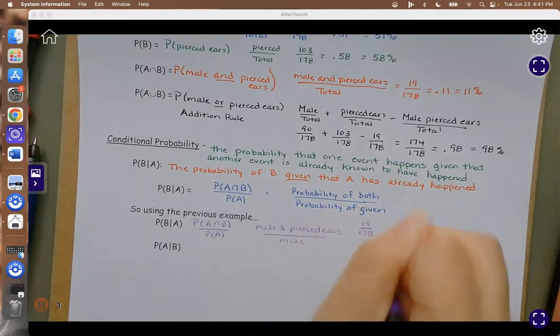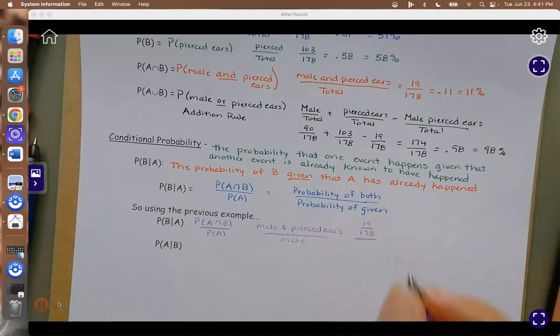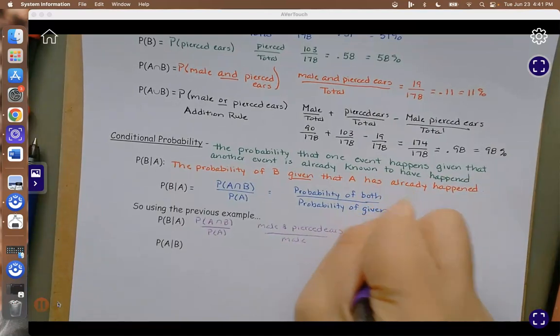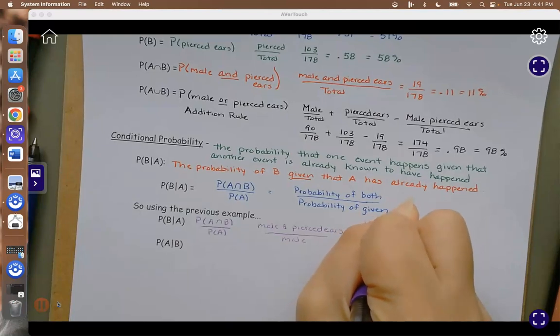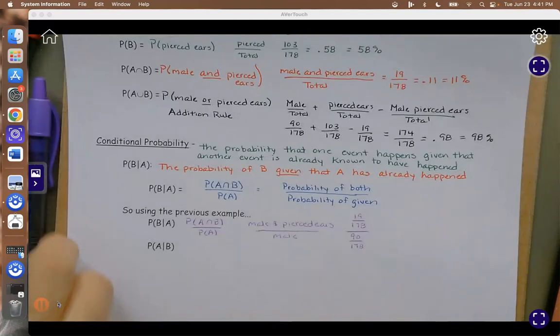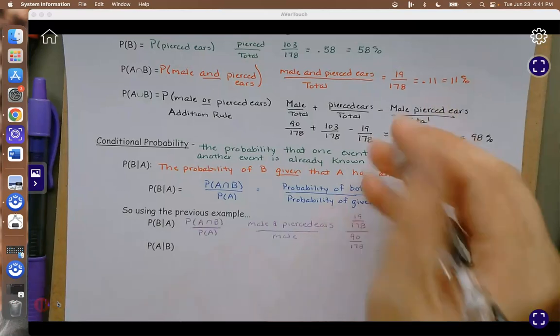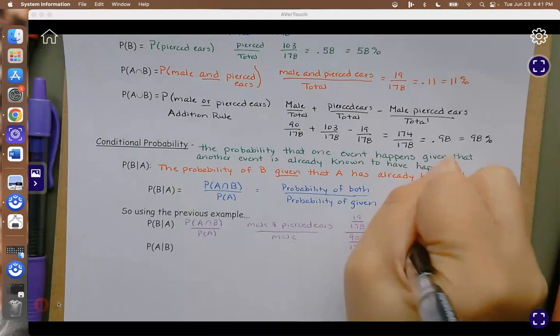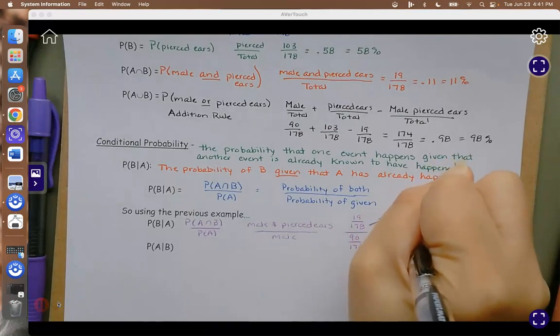And this pen's about to die. I shouldn't have used it. And the probability that they're male is 90 over 178. So this creates a funky fraction. So I want to come over here to the side and show you something. So remember in keep, change, flip, we learned this last unit.